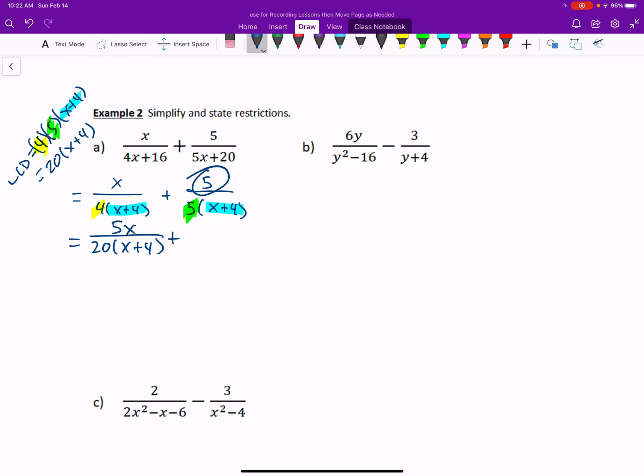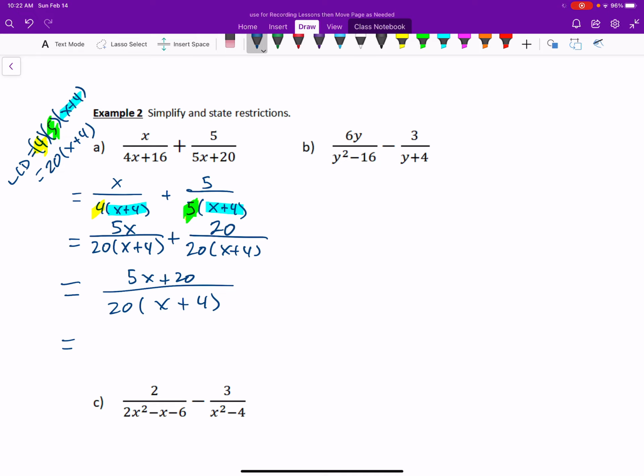I have to multiply, whoops, not that. I have to multiply this by 4 because that's what's going to give me a 20 on the bottom. So I'll have 20 times x plus 4 again, my common denominator. Multiply the top by 4, and I've got 20. Bring them together, 5x plus 20 over 20 times x plus 4 with my common denominator. Simplify the top. In this case, 5 comes out. I got x plus 4.